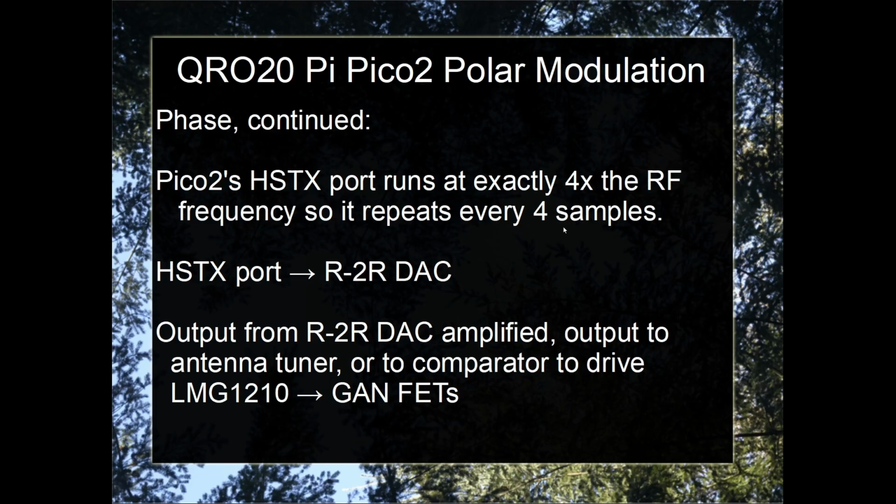So it repeats every 4 samples, and this is super handy because there's a trick in this HSTX port that lets you, if it's exactly 4 samples long, repeat it multiple times without even touching the DMA. It'll just automatically do it based on your settings. After that, it's going to go to the HSTX port and then to an R2R DAC. That's basically just a couple of resistor packs.